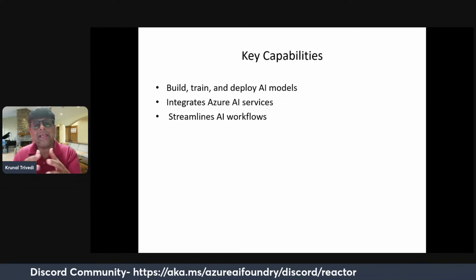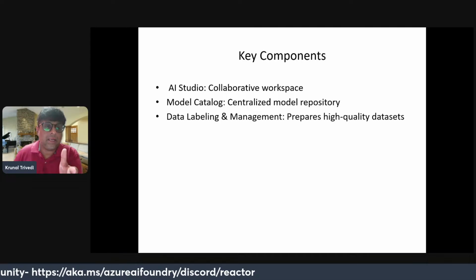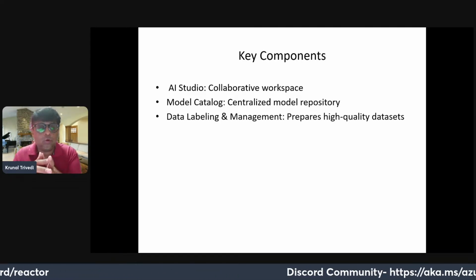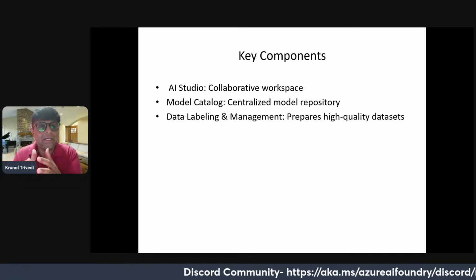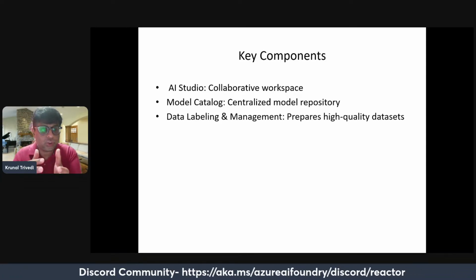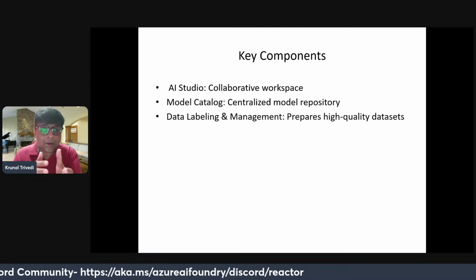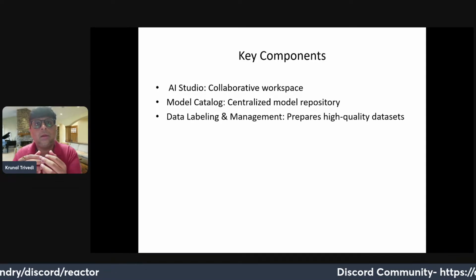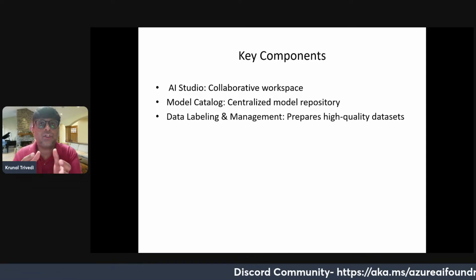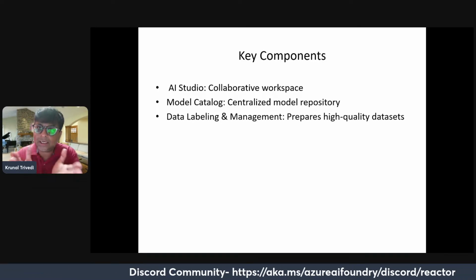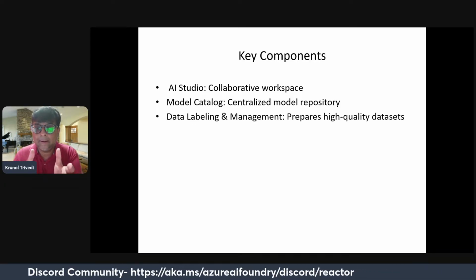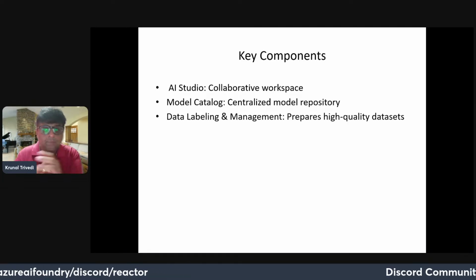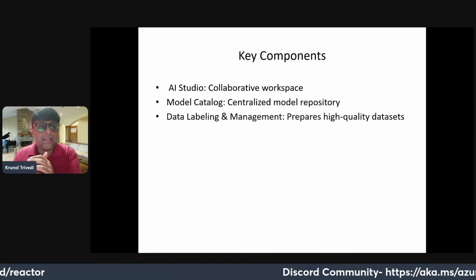If we talk about the key components, we have AI Studio, which is a collaborative workspace for data scientists, developers, as well as business users to build, test, and deploy AI solutions. We have Model Catalog here, which is a centralized repository for storing, sharing, and reusing machine learning models across the team as well as across the projects. We have a navigation section which helps you with data labeling and management.